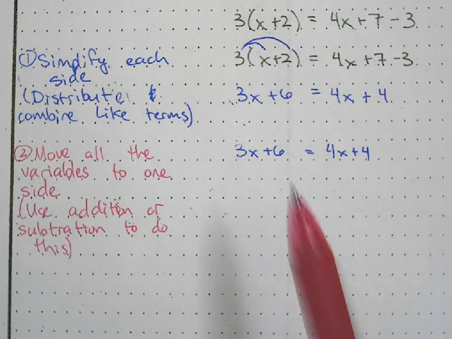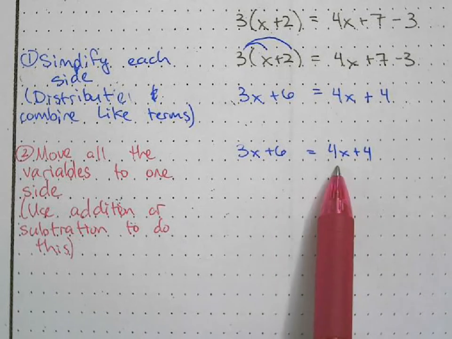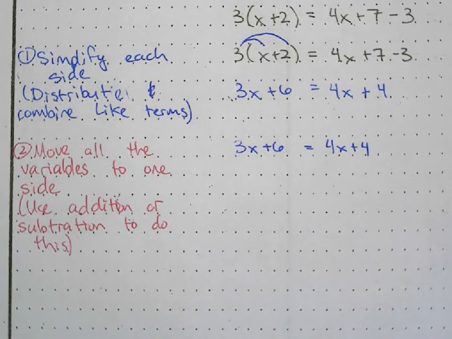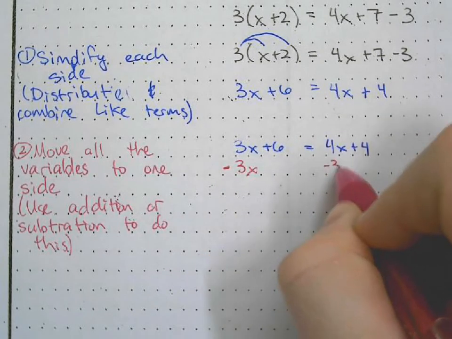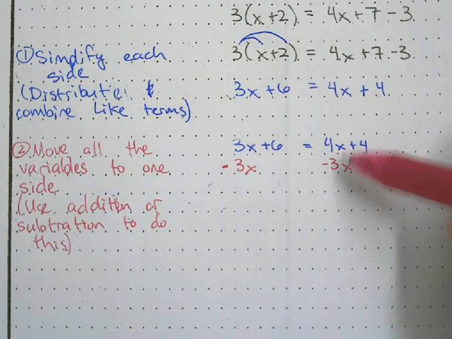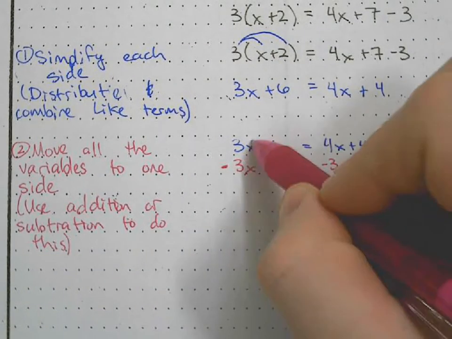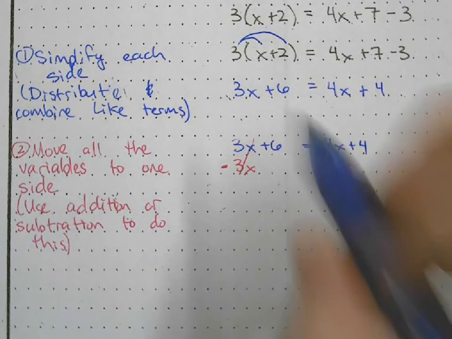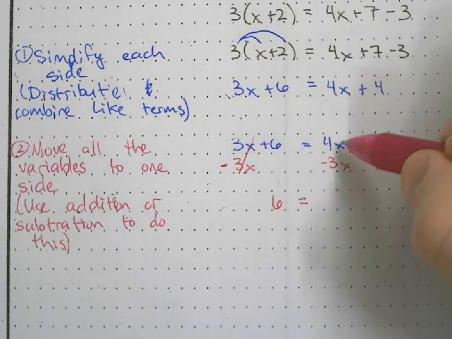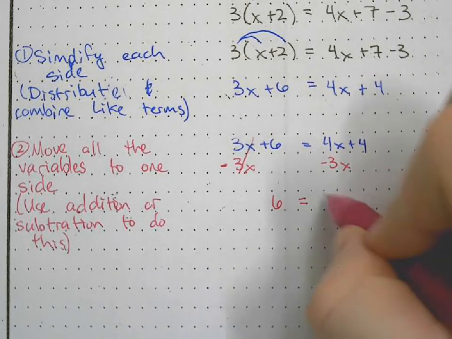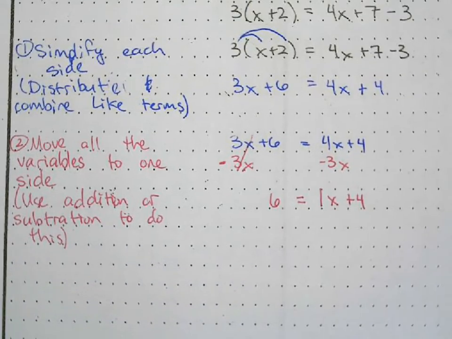So for me, what I usually try to do is keep x positive. So I can subtract 3x from both sides, or I can subtract 4x from both sides. But if my goal is to keep x positive, I'm going to subtract 3x, because then when I subtract 3x from my right-hand side, x will remain positive. So my x's cancel, and I can bring down my 6 equals, and then 4x minus 3x is going to be 1x plus 4.